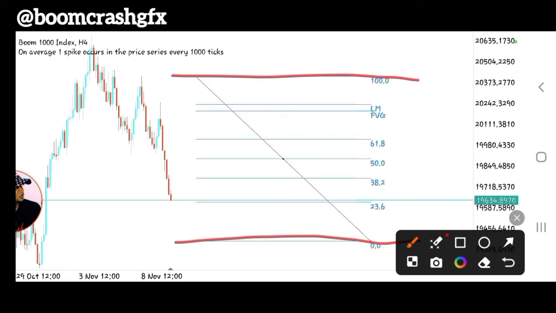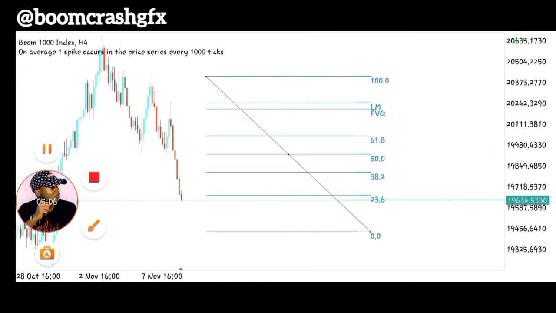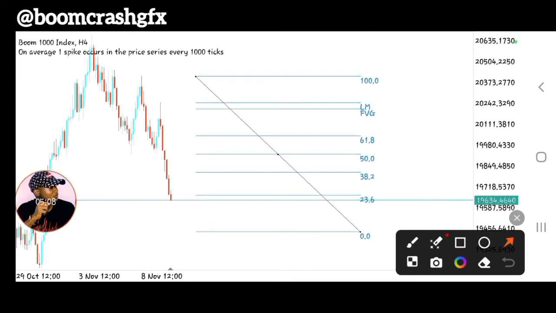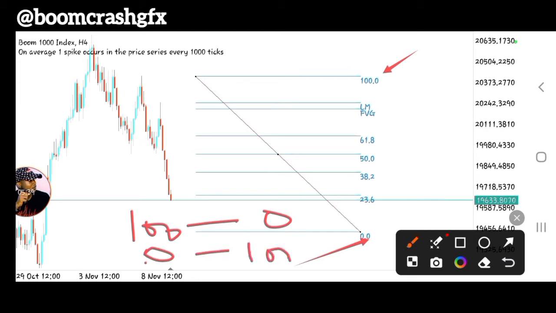Once you have a downtrend movement, you ensure that you draw your, let's take this back so that you understand what I'm talking about. So this is the Fibonacci tool. We have the 100 level and we have the 0 level. Basically you are drawing these two either from 100 to 0 or from 0 to 100.